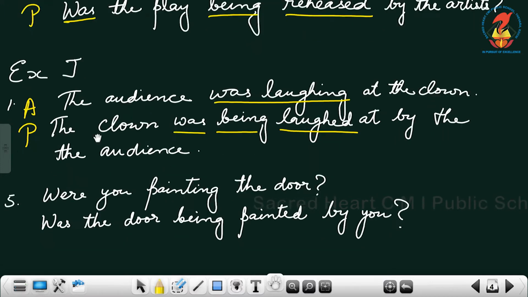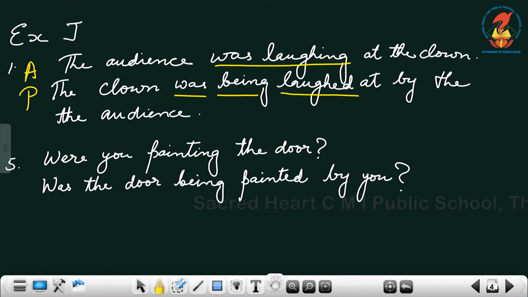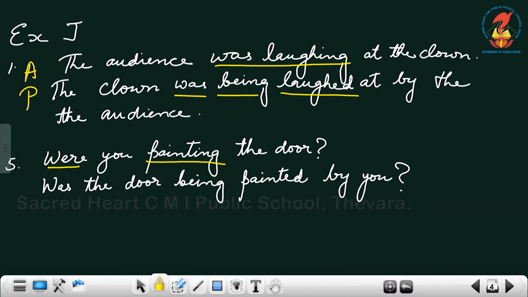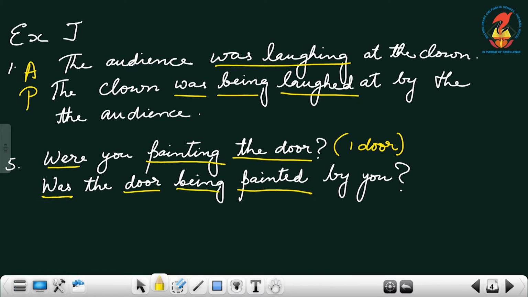And again in the interrogative form, it's your text exercise, children. Were you painting the door? So were and painting. So only one door, the door, that is only here. We are talking about one door only. If it would have been more than one door, then it would change. Was the door, as it is one door, so we have written was the door being painted by you.